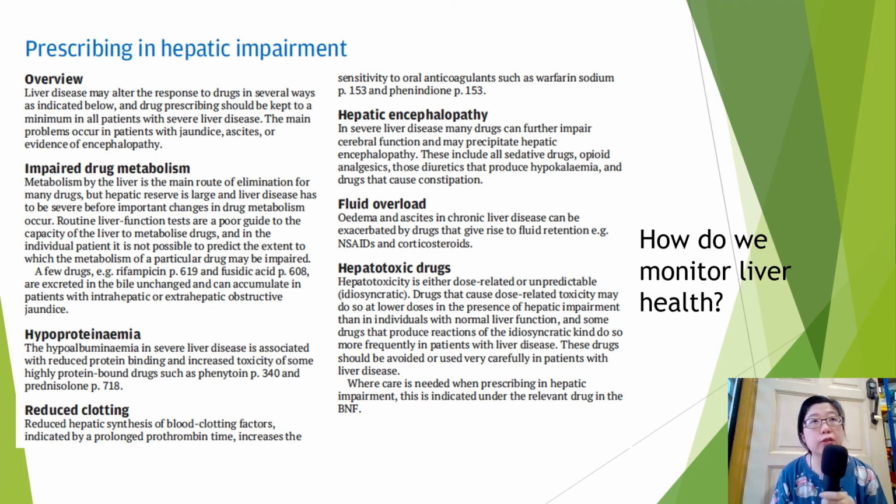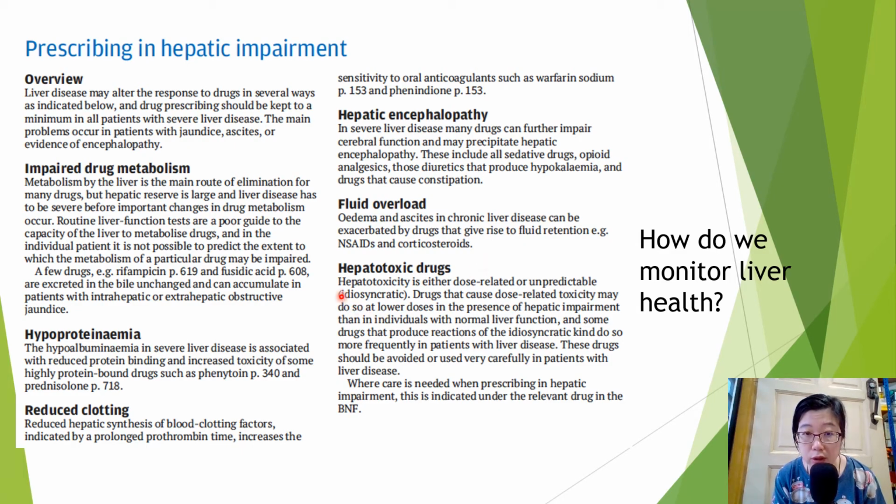Here is a reminder of the impact of liver toxicity on prescribing. This is a section from the BNF itself, with some general points to note. If there's hepatic impairment, the person would likely experience hyponatremia, reduced clotting factors, impaired drug metabolism, hepatic encephalopathy, and fluid overload, which means you might need adjustment in dosage.